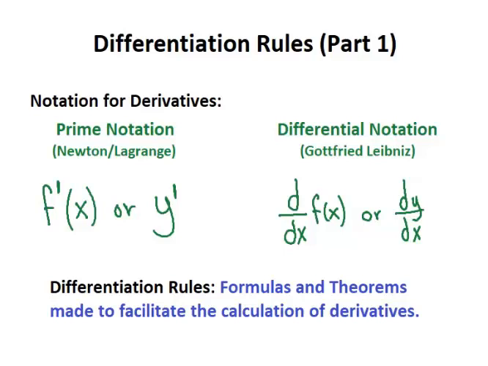Okay, we're going to see how to use the differentiation rules in order to calculate derivatives. First, we need to understand the notation that we use for derivatives. Whenever we want to mention or call a derivative, we can use the prime notation, which was developed by either Newton or Lagrange. In this notation, we're going to call this f prime. This thing will be called f prime of x.